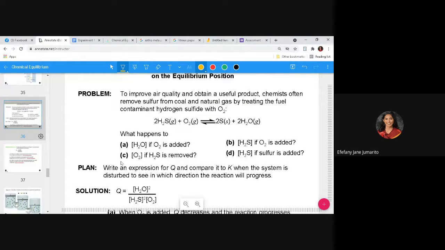Now, we have letter C. O2, what will happen to O2? What will happen to O2 if H2S is removed? Now, gikuha daw ni siya class ang imong H2S. Tang, cancel. X na ka. What will happen to O2?